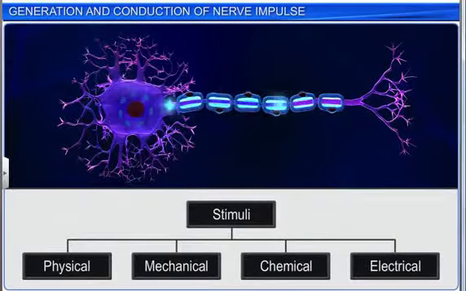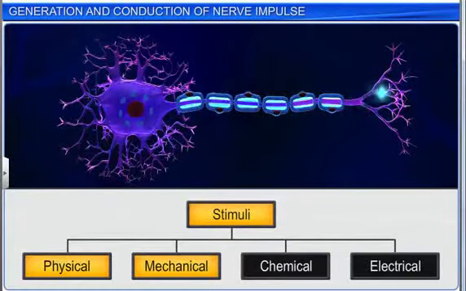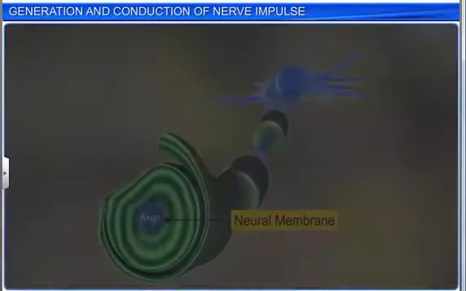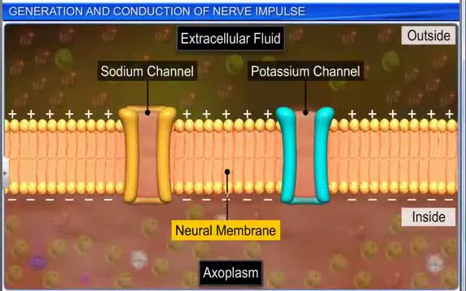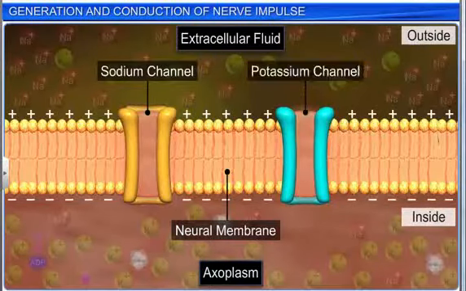Neurons are excitable cells. They may be stimulated by physical, mechanical, chemical, or electrical stimuli. The nerve fiber or axon is covered by a neural, axonal or plasma membrane. The neural membrane has sodium and potassium ion channels called voltage-gated or regulated channels. These channels open or close according to the electric potential across the membrane.